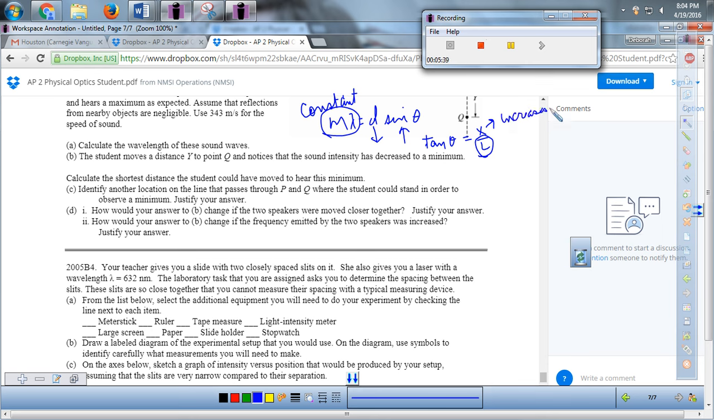So the distance between maximums or minimums is going to change. It's going to increase, all right? And then part 2 says, how would your answer to part B change if the frequency emitted by the two speakers was increased?